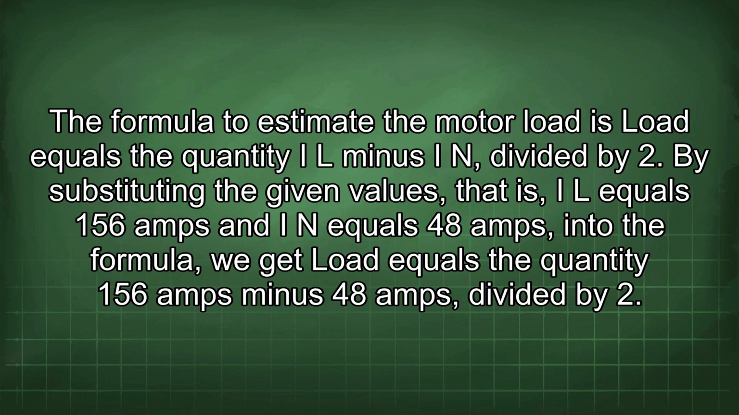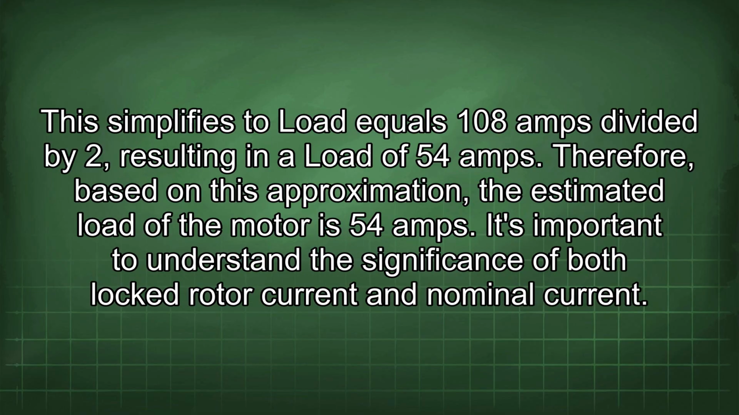By substituting the given values, that is, IL equals 156 amps and IN equals 48 amps, into the formula, we get load equals the quantity 156 amps minus 48 amps divided by 2. This simplifies to load equals 108 amps divided by 2, resulting in a load of 54 amps. Therefore, based on this approximation, the estimated load of the motor is 54 amps.